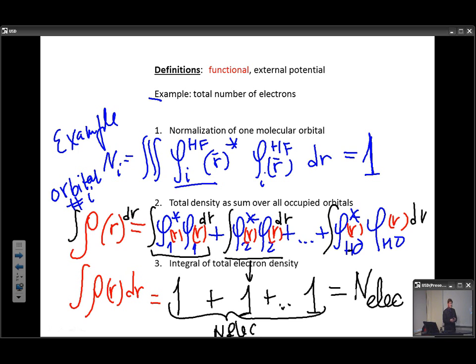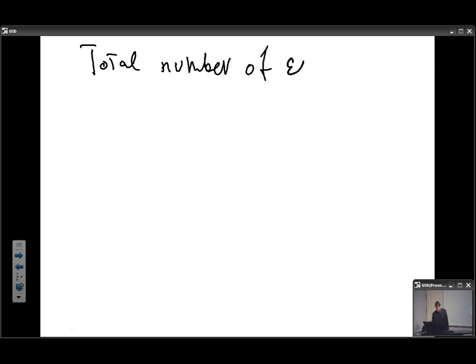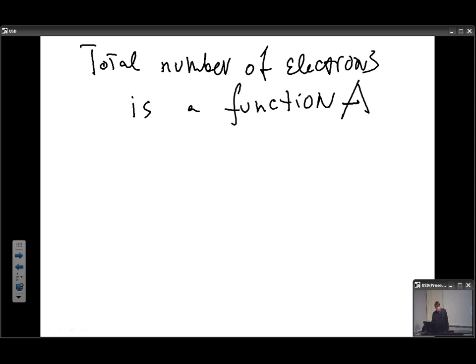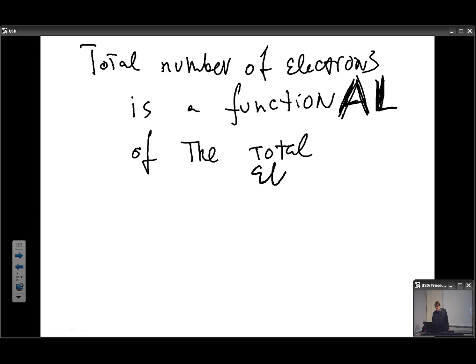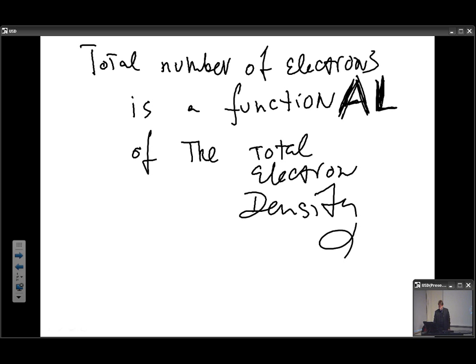Does it make sense? Total number of electrons is a functional. Highlight that it is a functional of the total electron density. Okay.